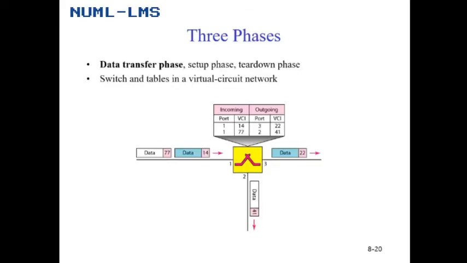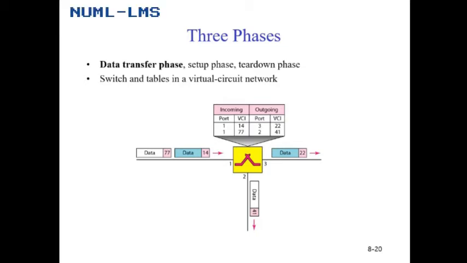So let's talk about the three phases of how we can transfer data in a virtual circuit network. We can see that there's a setup phase, there's a teardown phase, and lastly there's the transmission of the frames. As with the circuit switched network, which we talked about previously, a virtual circuit network is a kind of circuit switched network as well. A source and destination need to go through three phases.